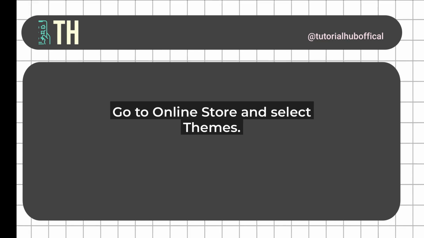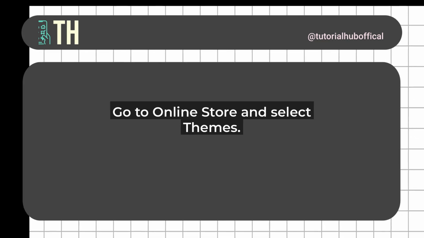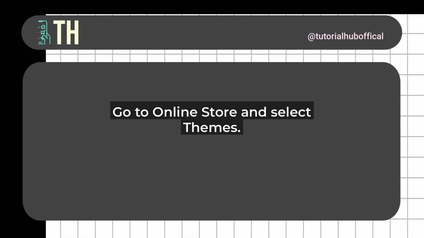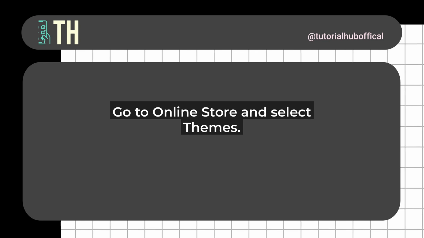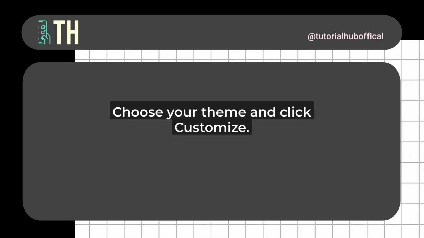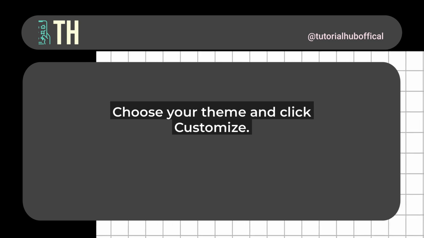First things first, you'll need to log into your Shopify admin dashboard. Once you're in, head over to the Online Store section and click on Themes. This is your gateway to customizing the visual elements of your store. Select the theme you're currently using, and hit that Customize button to enter the theme editor.